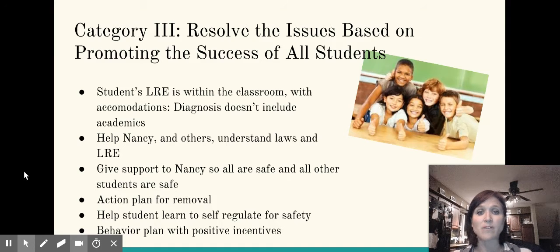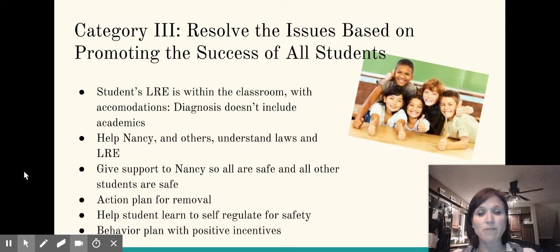Helping Nancy and the others understand the laws and the least restrictive environment and why it's important for him to be in there with the accommodations that are set in place. And also help Nancy feel safe. Give her the support so that she does feel supported, safe, and that all of the other students are safe within the classroom.